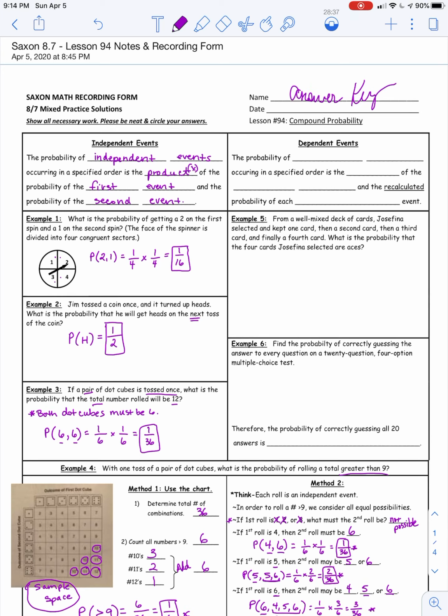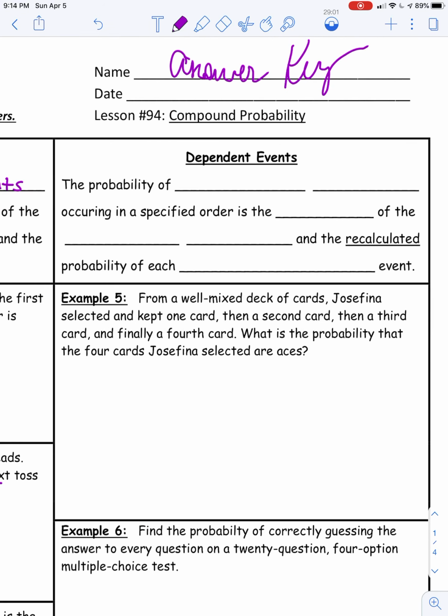Okay, now we're going to talk about dependent events. And we're going to start off with, let me see here. I had to write a lot of notes for this particular lesson. Okay, so we're going to write down what dependent events are first. So let's go ahead and fill those in.